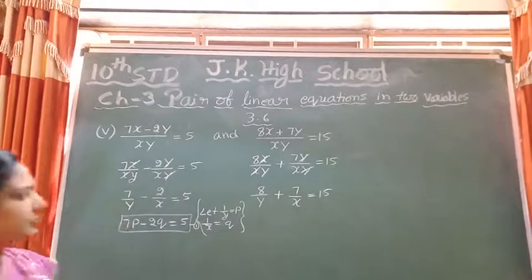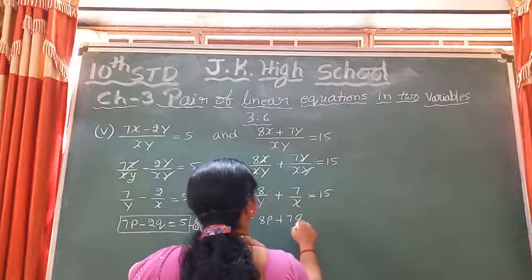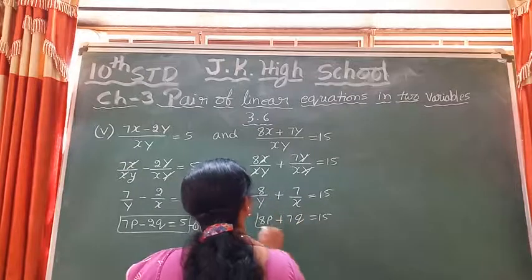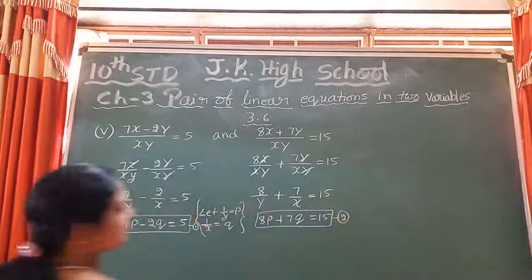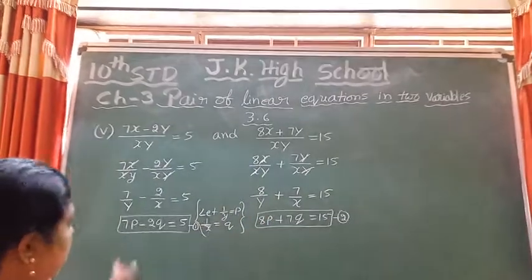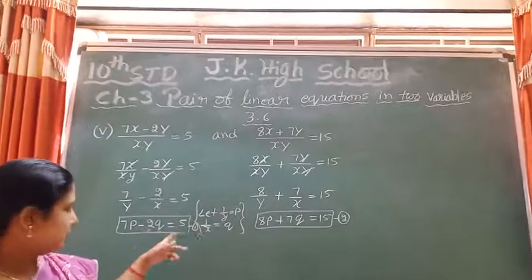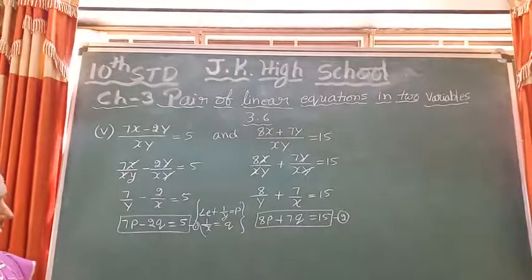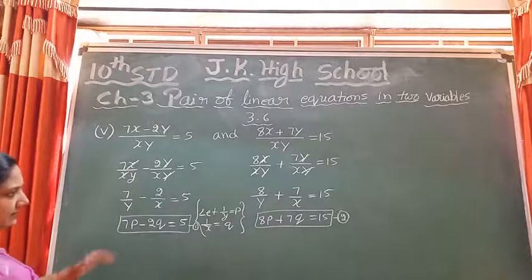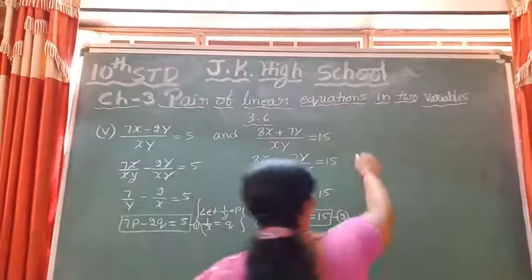In the same way you write this: 8p plus 7q is equal to 15. You call this equation number 2. Now by using the elimination method, if I observe here, a minus sign is there and a plus sign is there. So I can interchange those two numbers and multiply, then I can make the numerical coefficient the same to eliminate that variable. I will take it together now. This much you write it now.